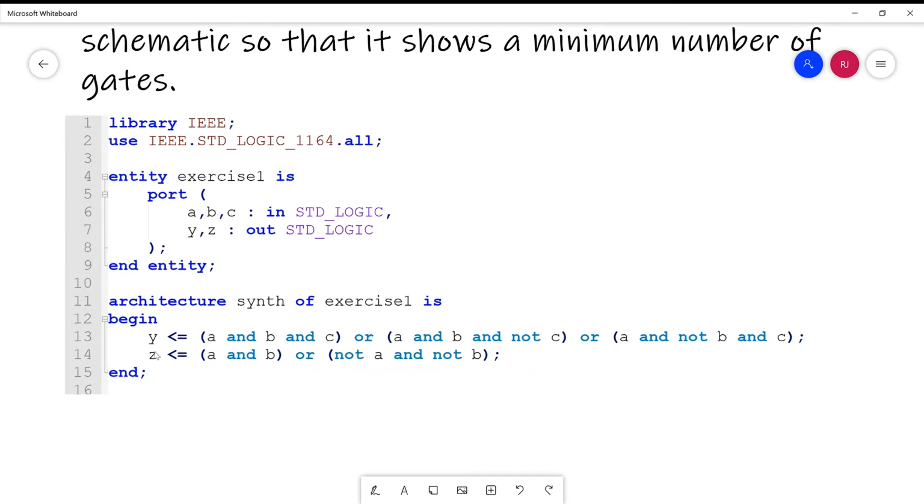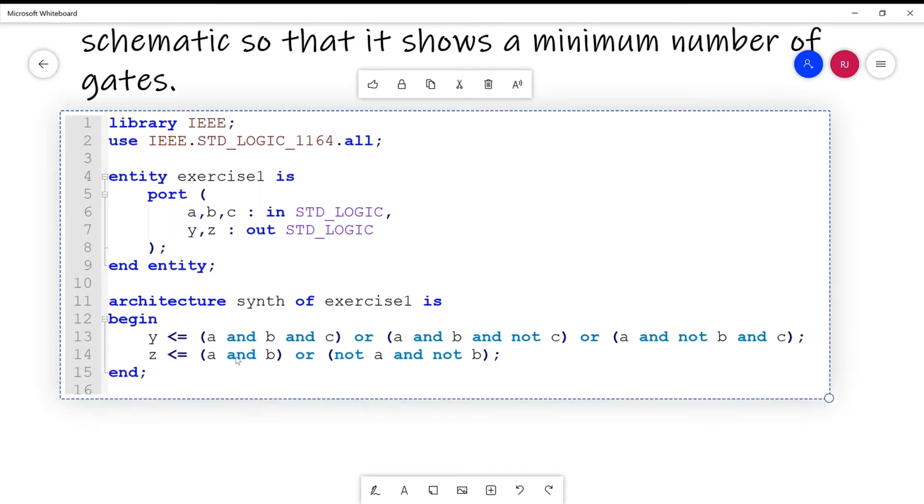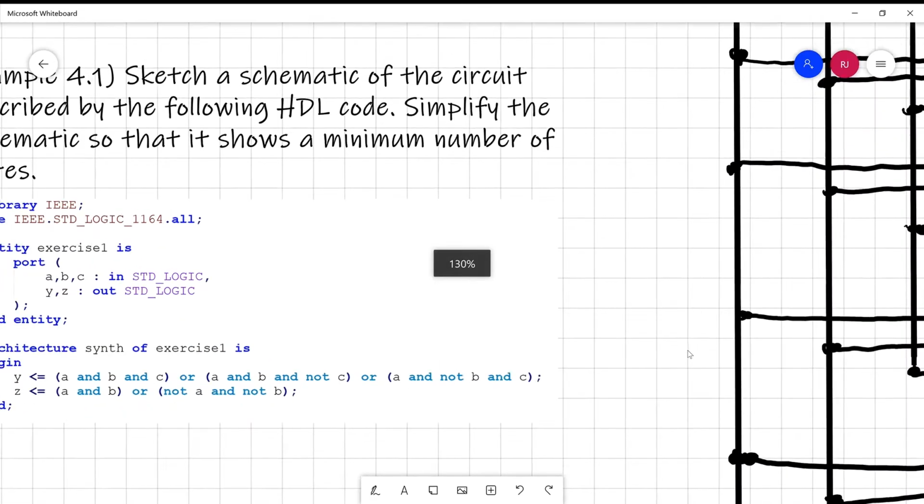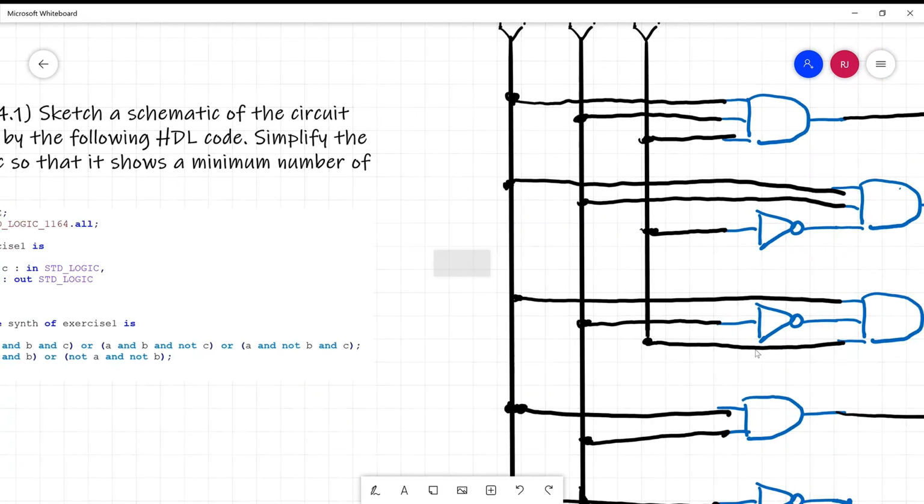And so for Z, for example, you have A and B, so there's an AND gate. And then in the second parentheses, you have not A and not B, so you have two inverters, as well as another AND gate. And then finally, you'll have an OR gate to connect the outputs of the two AND gates. You can do a similar exercise for Y, and eventually what you would get is a circuit diagram that looks like what we have here on the right.